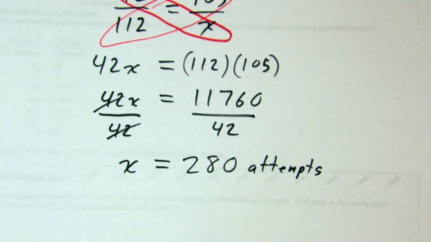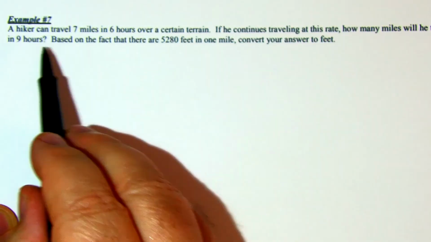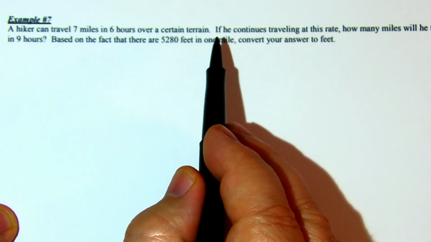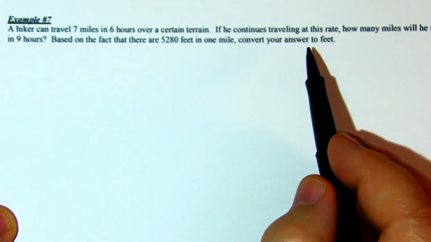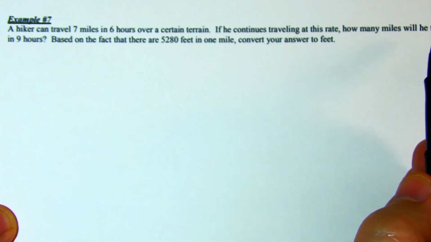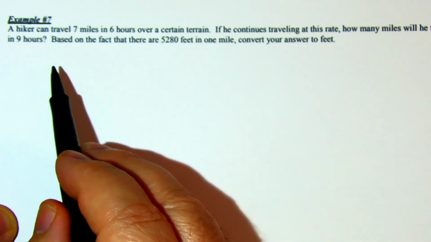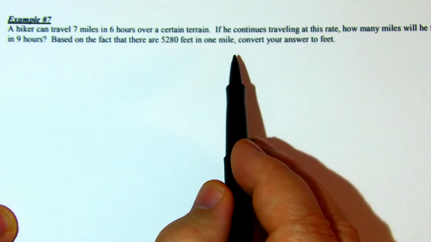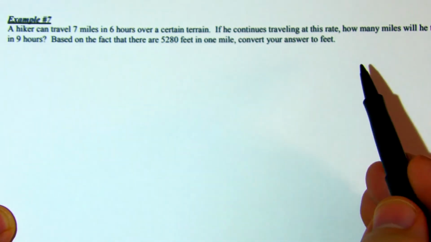So a strong suggestion is, after you have your answer, I want you to reread your question. And when you get to the point where it says how many attempts, I want you to visualize 280 attempts and see if it makes sense. Here goes. A hiker can travel 7 miles in 6 hours over a certain terrain, okay? If he continues traveling at this rate, how many miles will he travel in 9 hours? Based on the fact that there are 5,280 feet in 1 mile, convert your answer to feet.